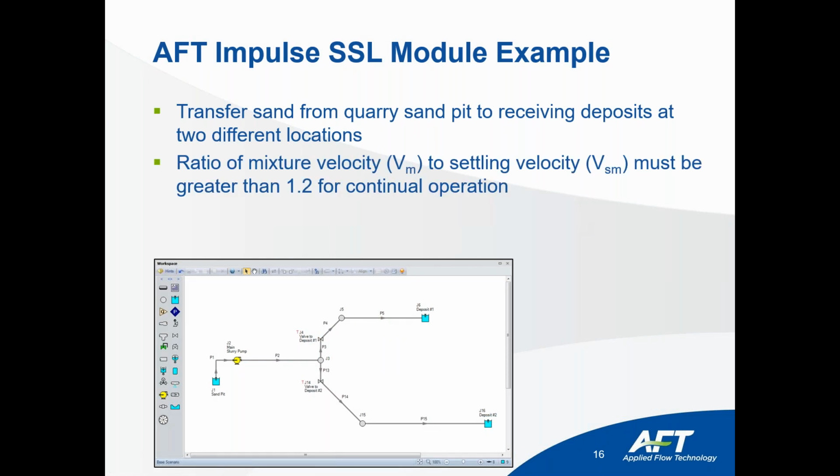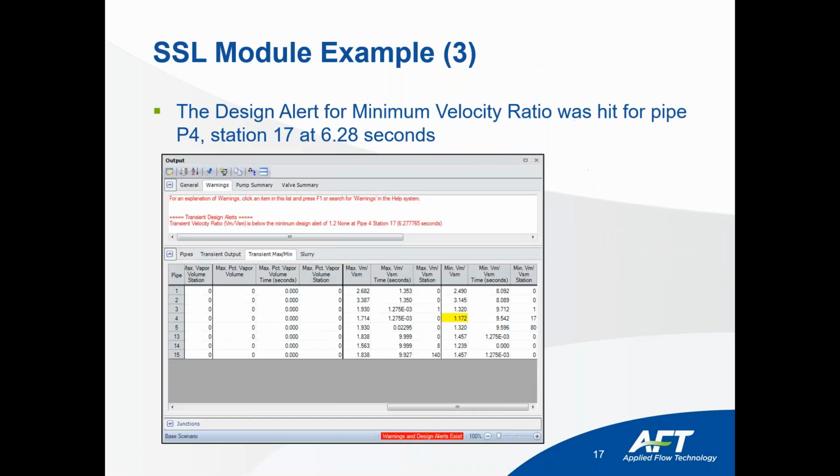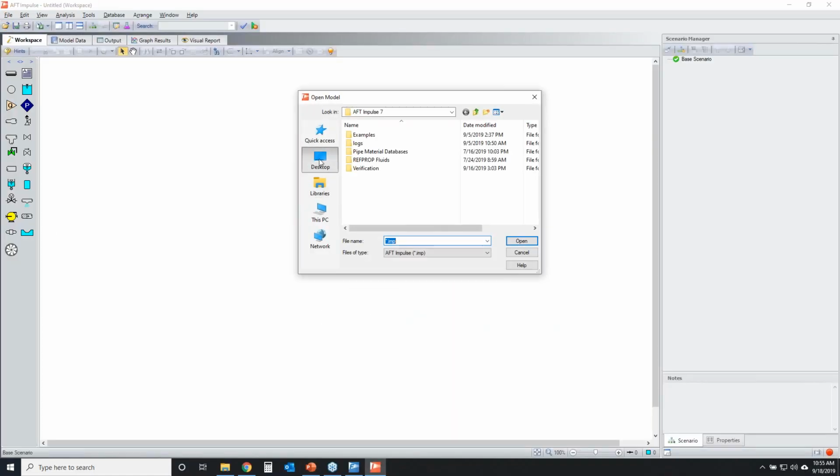What we want to ensure as a design requirement is that the ratio of the mixture velocity to the settling velocity has to be greater than 1.2 for continual operation. That's simply your settling velocity ratio I've already showed you. So the question is, will the selected pipes allow acceptable velocity ratios? So we might need to change the pipe sizes in order to meet that requirement. So let's go ahead and take a look at this. Let me open up the model here.